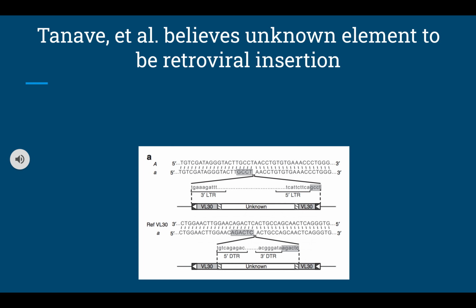So the first part of investigating what this unknown element was, was to figure out where exactly it came from, what kind of element it was. So the group used the mouse reference genome from a strain called B6 to outline what the structure of that insertion was. So if you look in figure A, you can see that what they discovered first was that it has a 4 base pair target site duplication. And over at the right, you can see that that's just flanking the VL30 insertion. So this target site duplication is something that's characteristic of a retroviral insertion. So this was the first piece of evidence that told them that this unknown element was probably from a retrovirus.